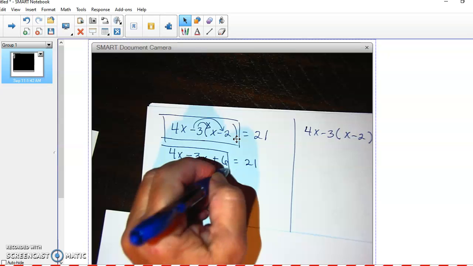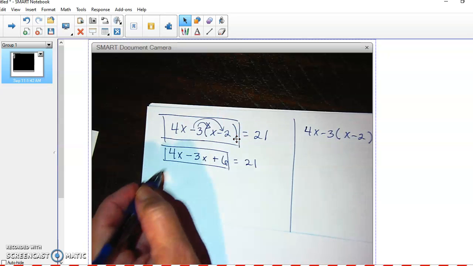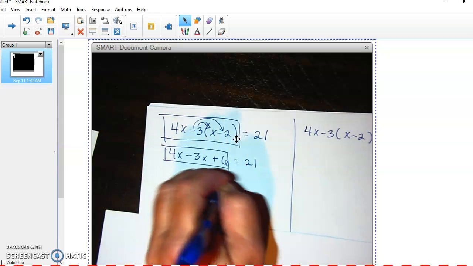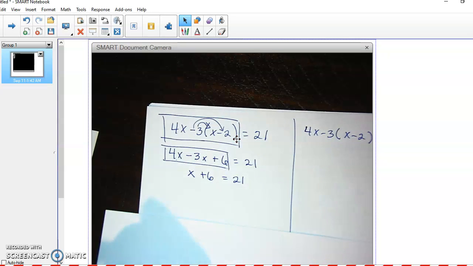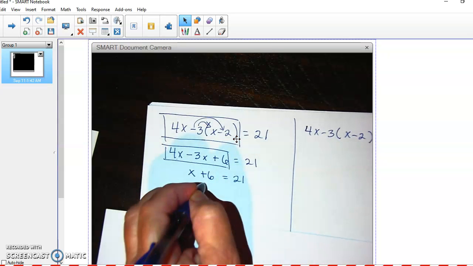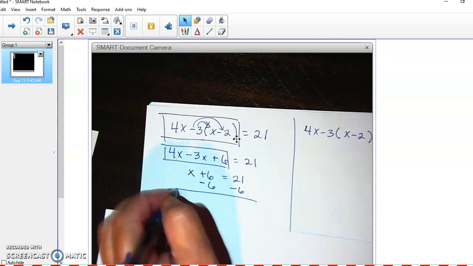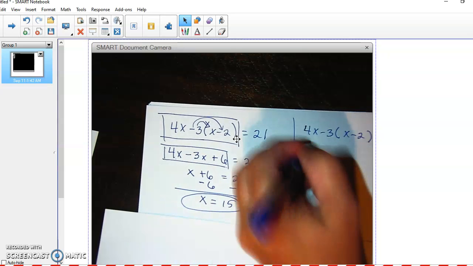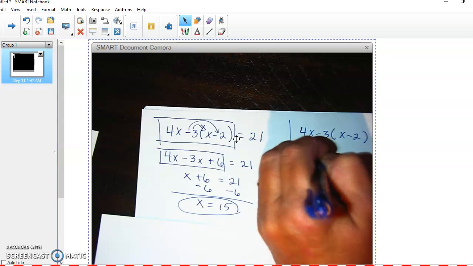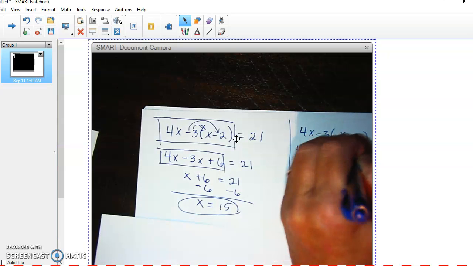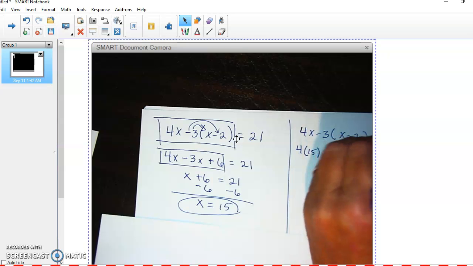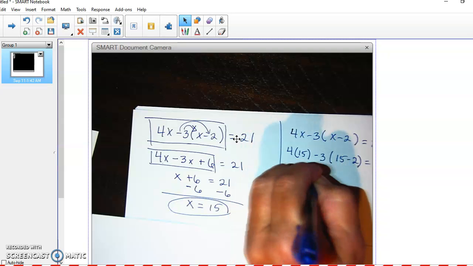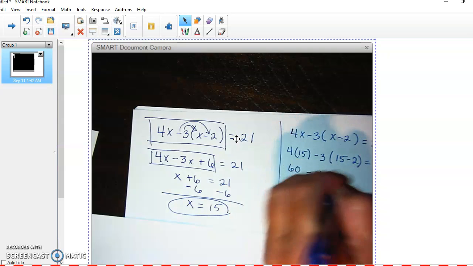Still going to draw my box, and inside that box I can combine my like terms. So 4x minus 3x is x, plus 6 equals 21. I can draw a box, but I'm not going to because I can see that it's a two-step, or actually in this case it's a one-step. So I'm going to subtract 6, and I get x equals 15. Let's substitute it in. 4 times 15 minus 3 times the quantity 15 minus 2.